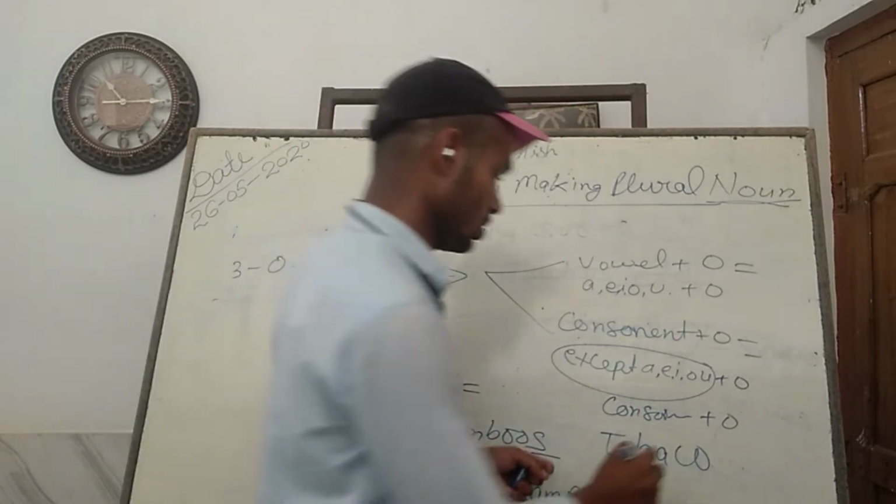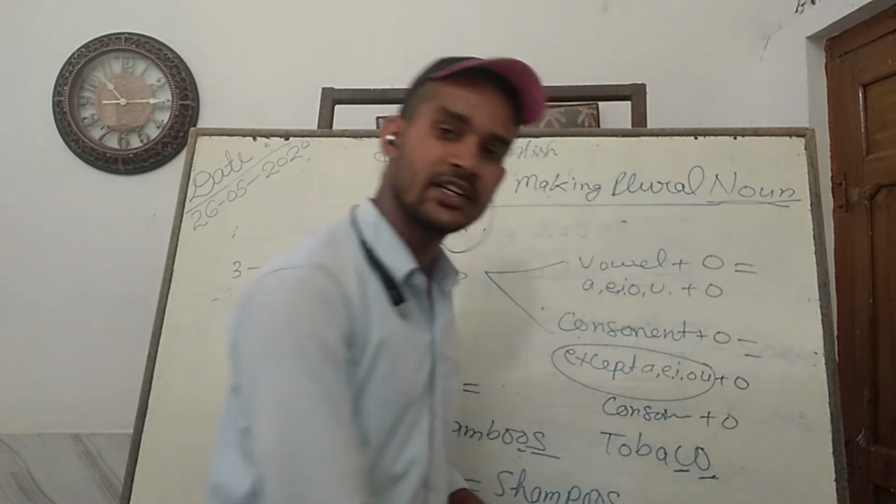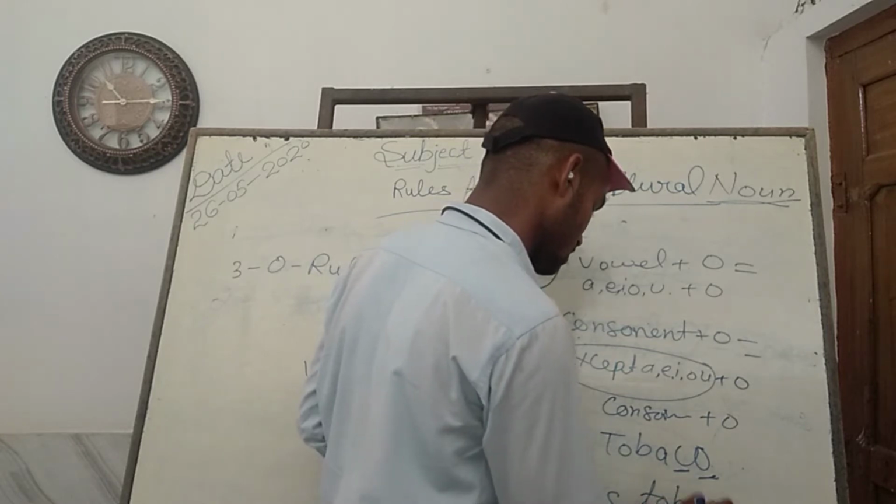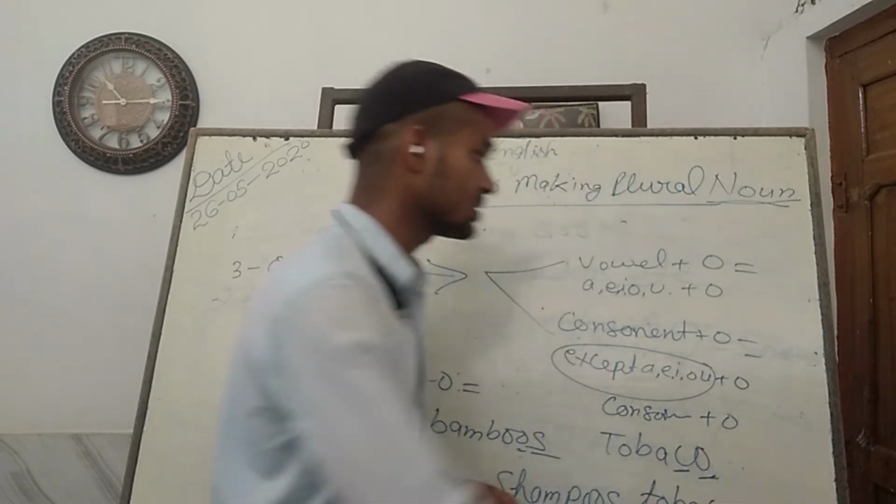tobacco, here o is preceded by the consonant c. So tobacco becomes tobaccoes, es is added here.